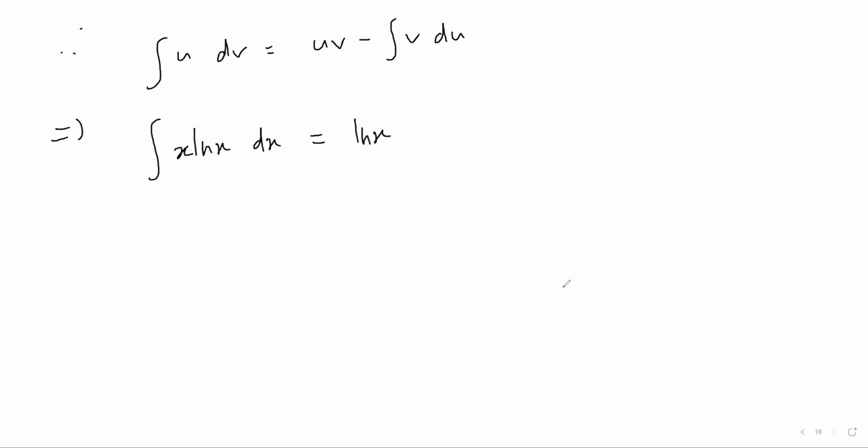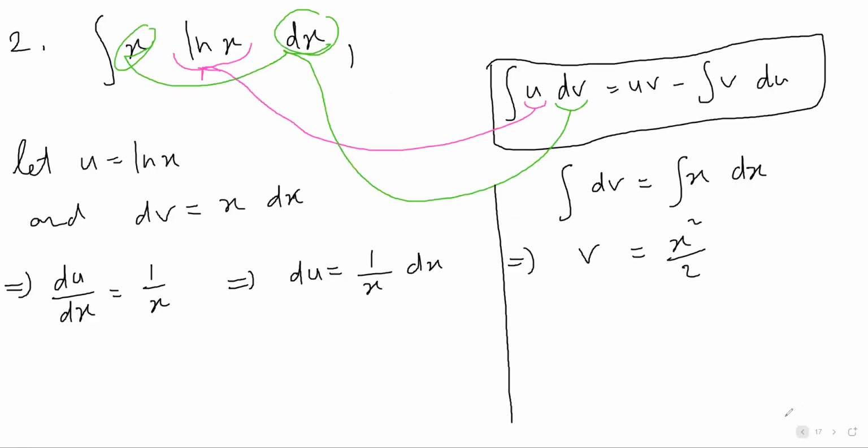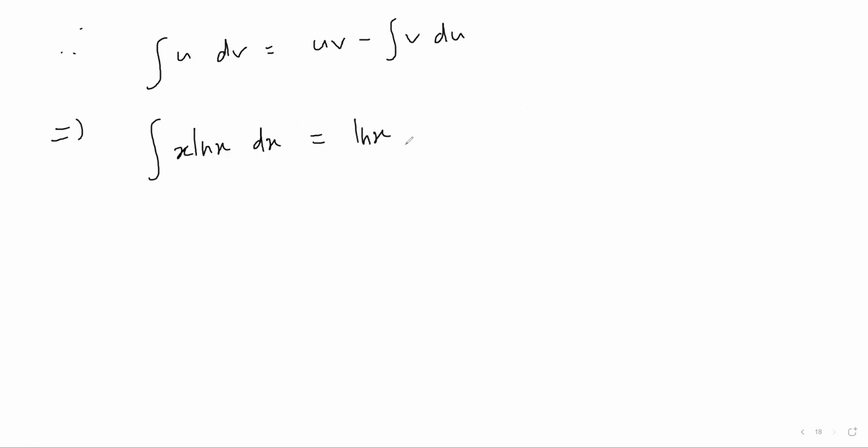And in place of v, what is v? V we found to be x squared over 2. So in place of v, we're going to put x squared over 2. We can put it in front, or we can put it in the back. Let's put it here. x squared over 2 ln x. That's uv. So uv is x squared over 2 times ln x.